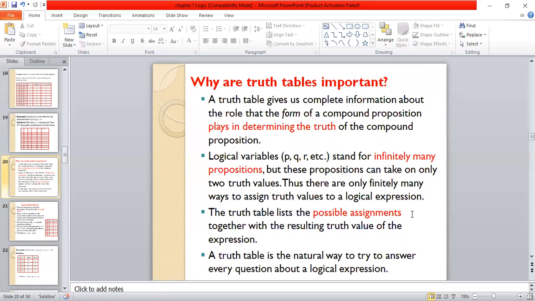Just as a remark, why are truth tables important? Truth tables give us complete information about the role that the form of a compound proposition plays in determining its truth. The logical variables P, Q, R, etc. stand for infinitely many propositions, but these propositions can take on only two truth values. Thus, there are only finitely many ways to assign truth values to the logical expressions. A truth table lists the possible assignments together with the resulting truth values of the expression. It is a natural way to try to answer every question about a logical expression.